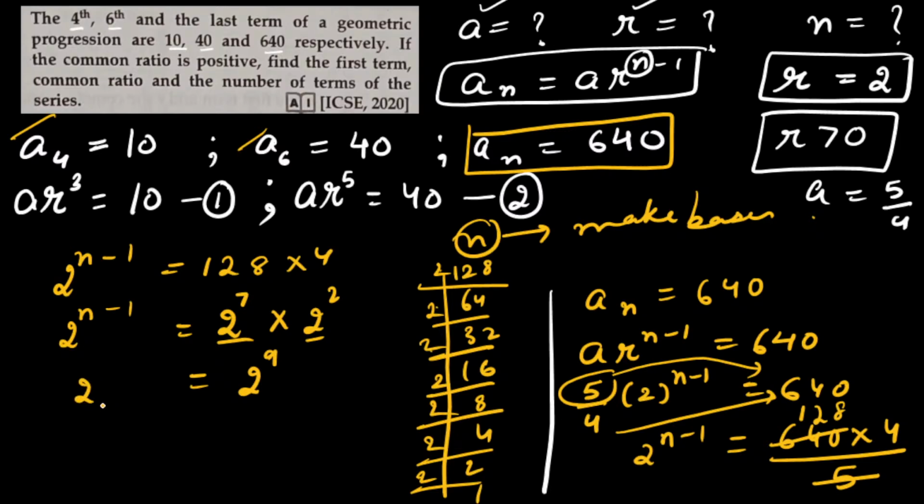So 2 to the power 9 on the right, and 2 to the power n minus 1 on the left. Bases are the same, so we can equate the powers. So n minus 1 is equal to 9. Minus 1 when we shift to the other side becomes plus 1. So 9 plus 1 is equal to 10. So the value of n is equal to 10. At the end you can mention: the 10th term of this sequence is 640.